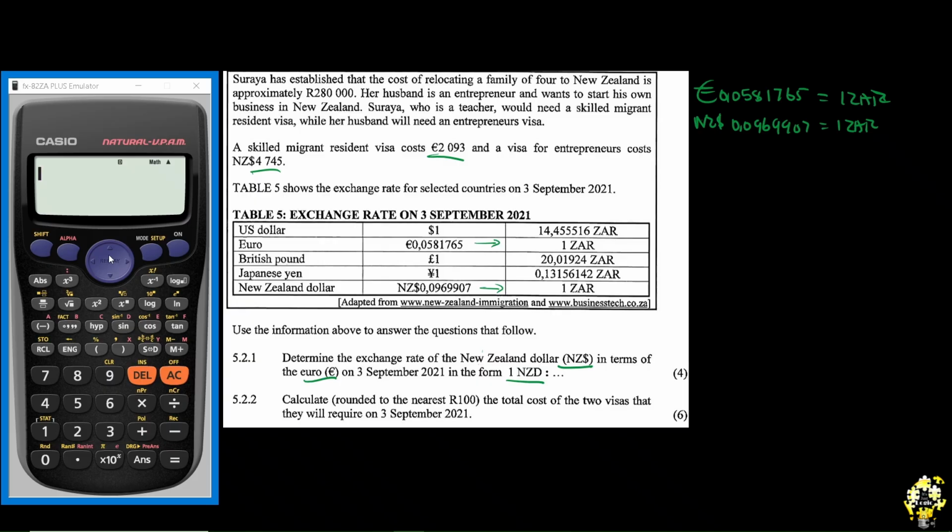Now, how are we going to deal with this? Well, we can simply say that if it is like this, it is the same as saying that 0.0581765 euros is equal to 0.0969907 New Zealand dollars. Why? Because they all equate to 1, so we can equate them to themselves. That's how you do this one. Pay attention to this, because one day you're going to come across such a question and you need to be able to do it.